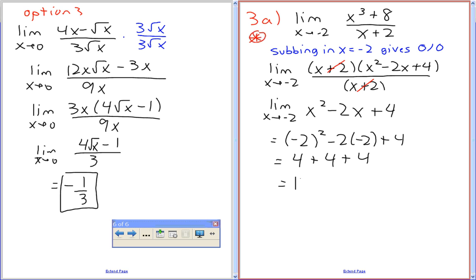happens to be 12. Didn't we do this one on the board yesterday? It looks familiar. Something close to it. Something close that we did on the board. Is there a difference in y's?